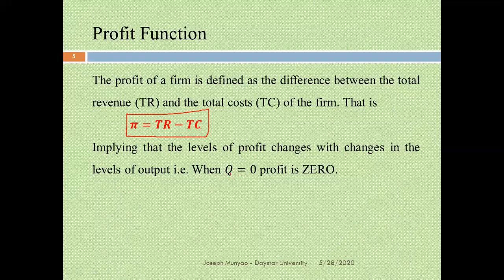But when Q is equal to 0, it simply tells you that the profit is actually 0 because you have not produced anything.